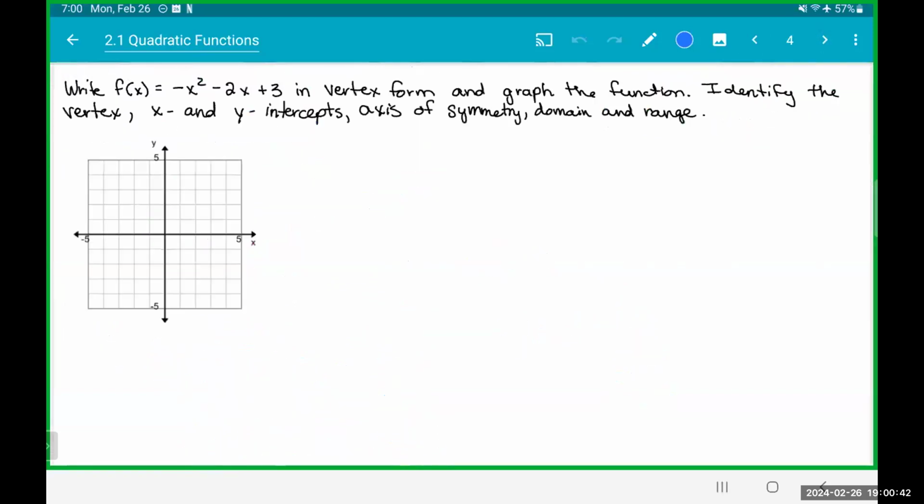All right. So for this next problem, we want to write it in vertex form, and then identify the vertex, the x and y intercepts, and the axis of symmetry. Okay.